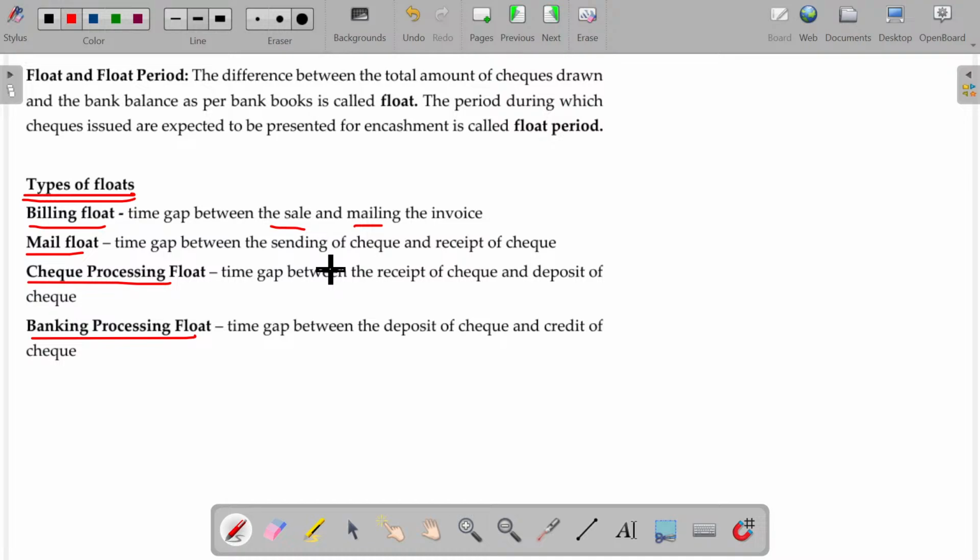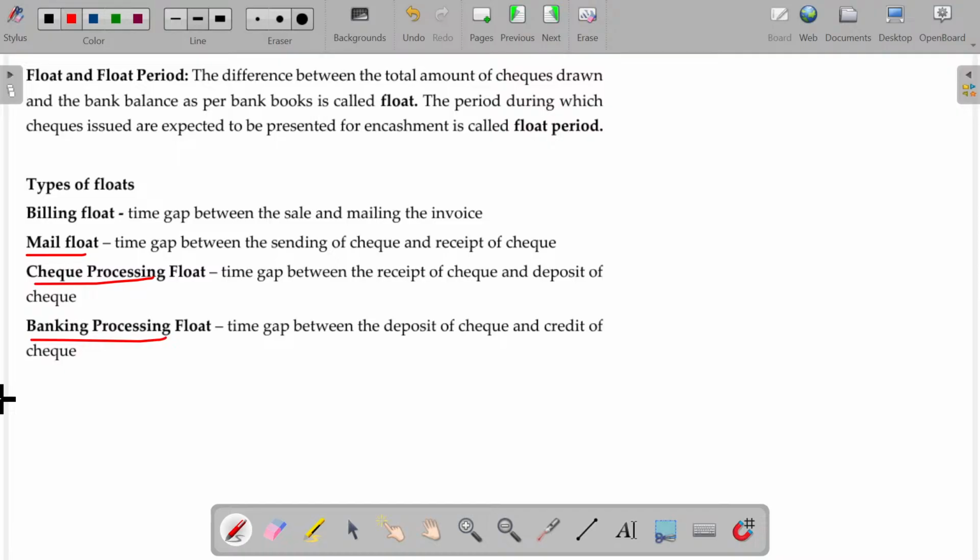If I'm reducing the billing period, I can get the money quicker if I'm the supplier. If I'm the supplier, the customer will always demand to get the bill for settlement. So I'll tell them, wait sir, I will send the bill within a week's period, and after that he will pay the money. If I'm able to send the bill immediately, then what happens? I can get the collections immediately. That is called billing float.